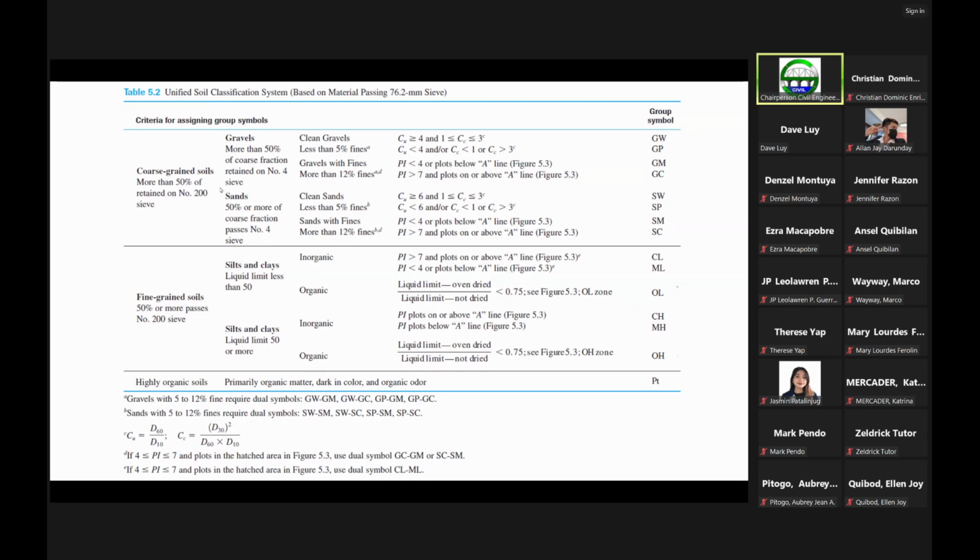So that means it belongs to sands. That's more than 50% passing, because nothing is retained on the number 4 sieve. So that means we have sand material. Then let's check if we have clean sands or sands with fines. So let's check the number 200 sieve again.